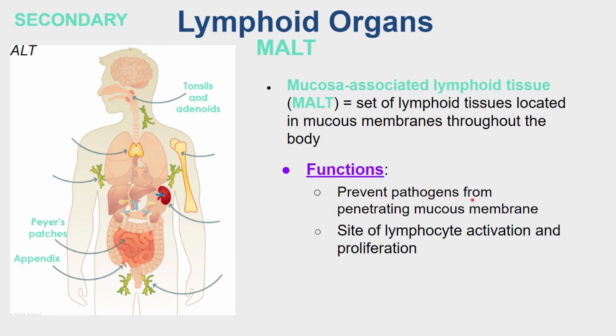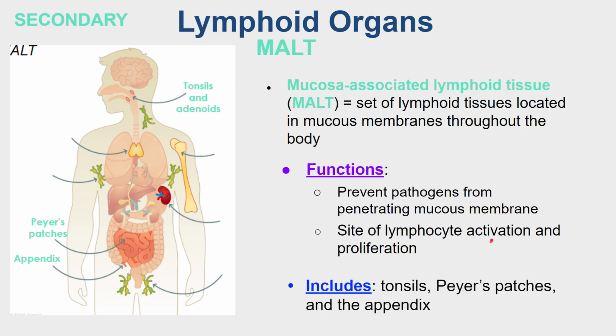So it's going to have a couple of jobs. One is it's preventing pathogens from penetrating those mucous membranes. And again, another site of activating lymphocytes and proliferating them, making more. And so these are going to be our tonsils, the Peyer's patches, and our appendix. So our tonsils and adenoids are up here, Peyer's patches and appendix are down lower. We're going to go through each of those, and then we're going to wrap up this video.